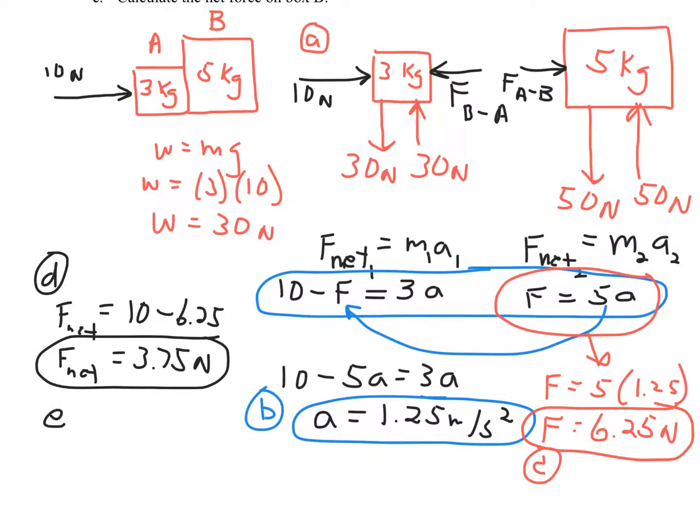And then for box B, the net force is the only force acting to the right. The up and down forces are all canceling, so those don't contribute to the net force. So in box B, just observe, F net is 6.25 newtons. That is the net force on box B.